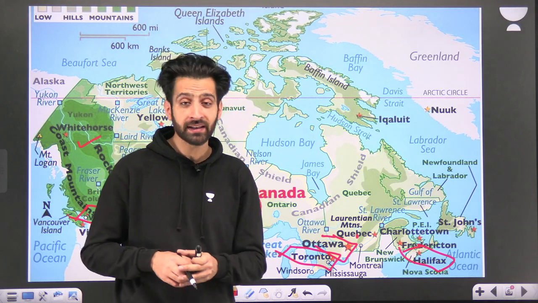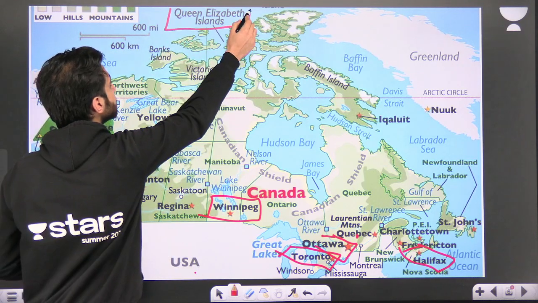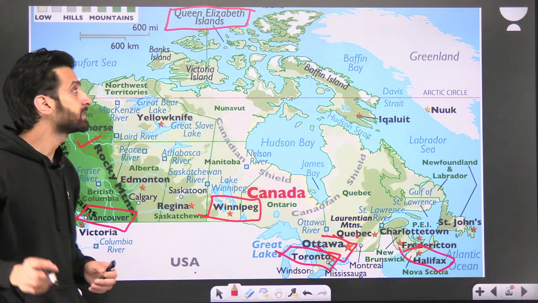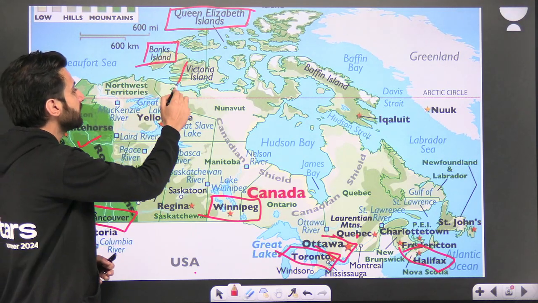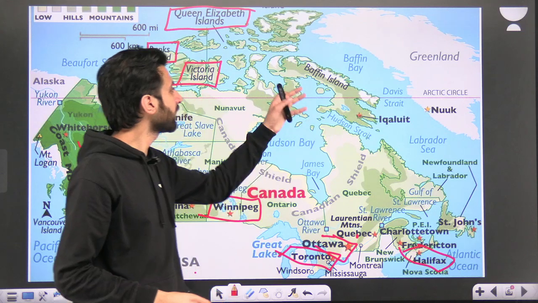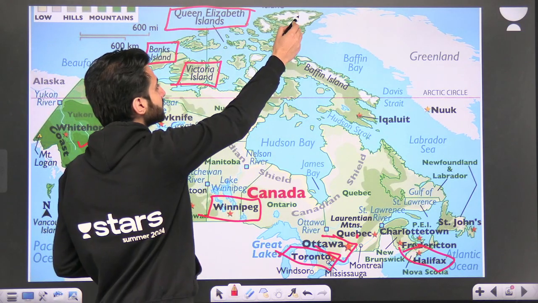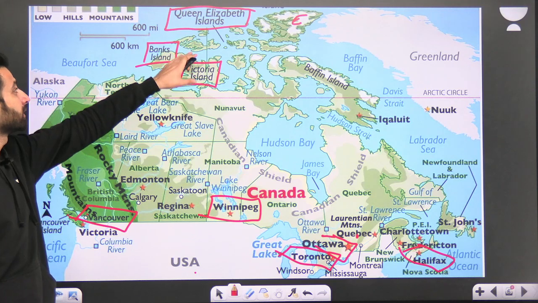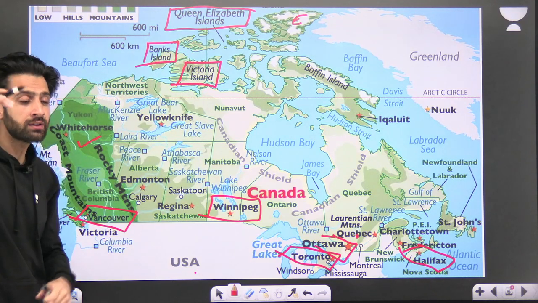Now, there are some important islands as well that are in Canada. Starting with the top of this is Queen Elizabeth Island. This is very important, Queen Elizabeth Island. Then we have Banks Island, number 2. And number 3 is Victoria Island. These are the 3 important islands. There are actually many islands. There is Ellesmere Island that's not visible in this map. But these 3 are very important: Queen Elizabeth Island, Banks Island, and Victoria Island, starting from north to south.